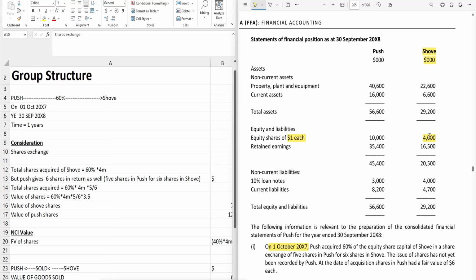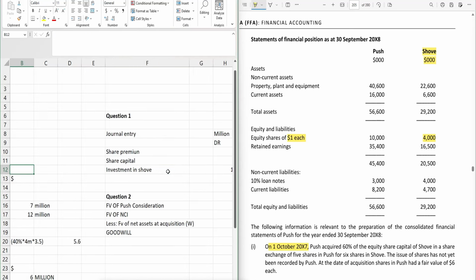Okay, so that means the number of shares in SOV is 4,000, and its share fair value is 1, so it will give 4,000 as the share capital value. So the number of shares is 4 million, and as they have taken 30 as common, that's why they have written 4,000. So how many shares has Push acquired? 60%, and 60% of 4 million shares.